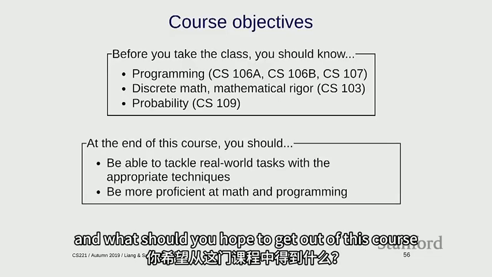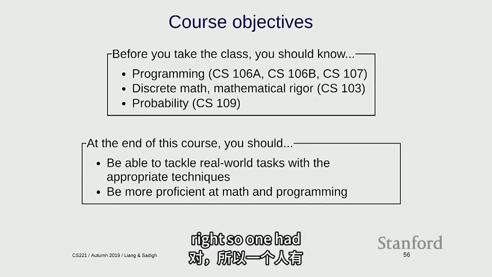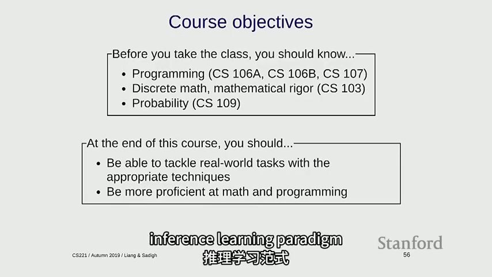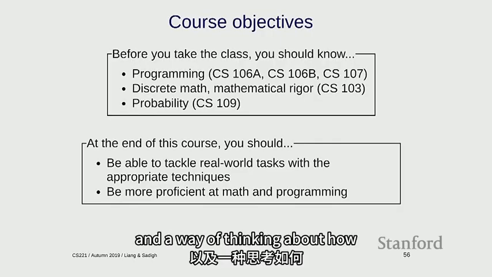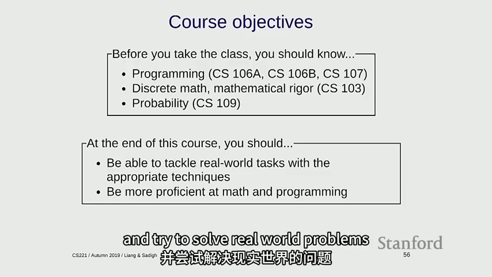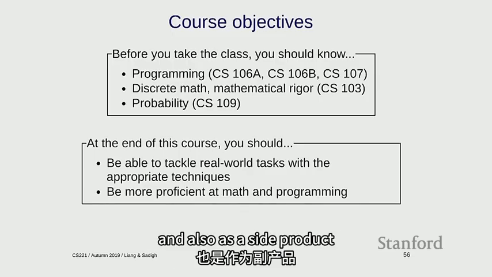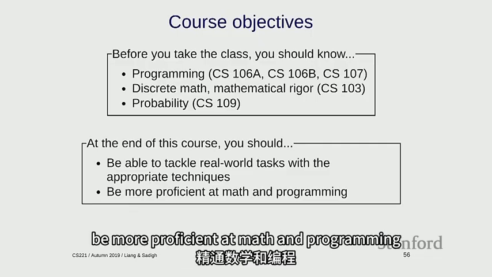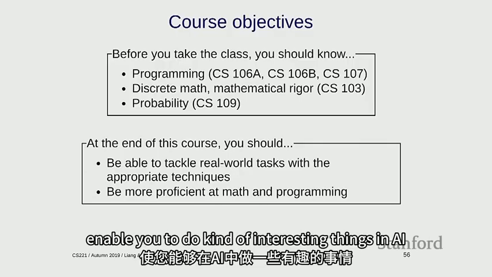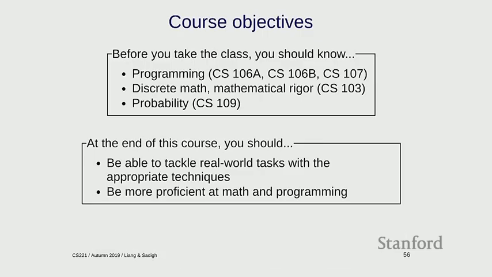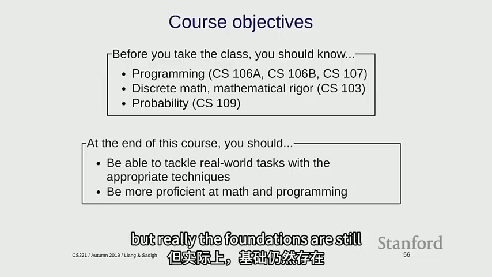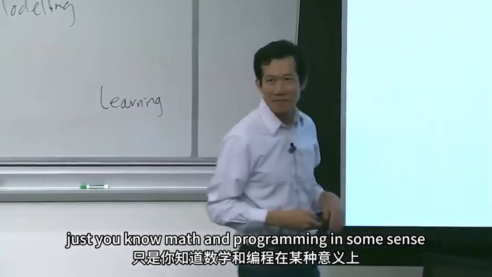And what should you hope to get out of this course, right? On one hand, the course is meant to be giving you a set of tools. Using the modeling, inference, learning paradigm, it gives you a set of tools and a way of thinking about problems that hopefully will be really useful for you when you go out into the world and try to solve real-world problems. And also, as a side product, I also want all of you to be more proficient at math and programming, because those are kind of the core elements that enable you to do interesting things in AI. So a lot of AI you read about is very flashy, but really the foundations are still just math and programming in some sense.